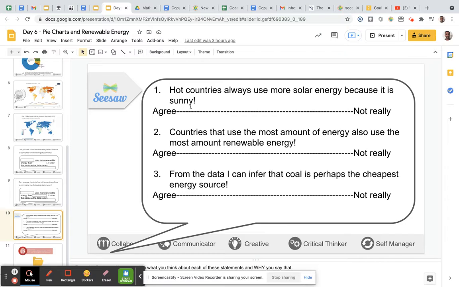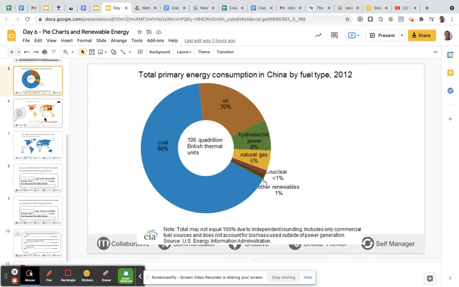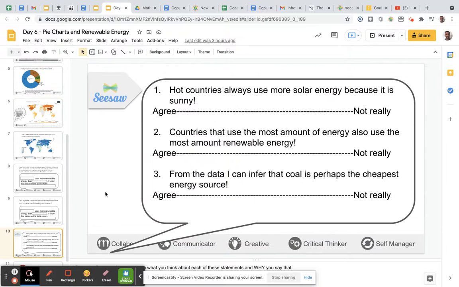And then we would like you to have a think here. These are statements that you agree with or don't really agree with, or you may be somewhere along the scale. What you can do is take a little selfie of yourself and put your face where you are on this. So there's a statement here: hot countries always use more solar because it is sunny. From the data and from the information you have in these slides, do you fully agree with that, or do you not really agree with it, or are you somewhere in between? We'd like you to do that for all 3.